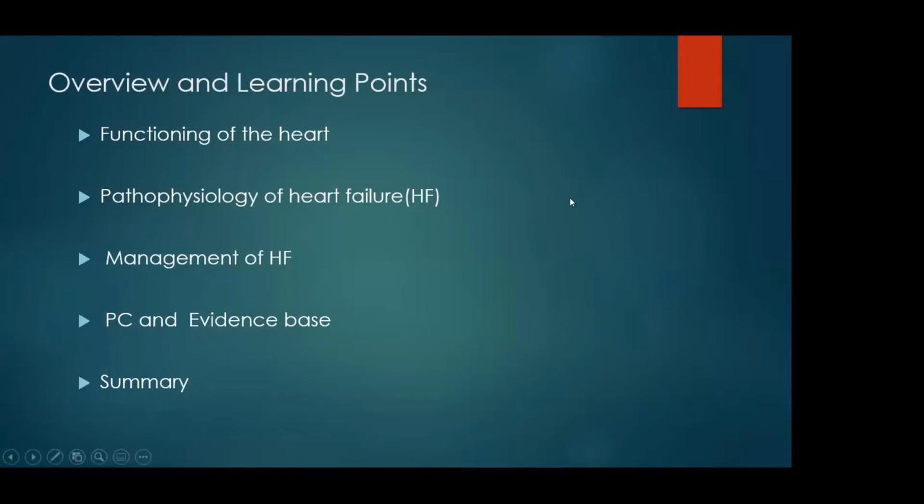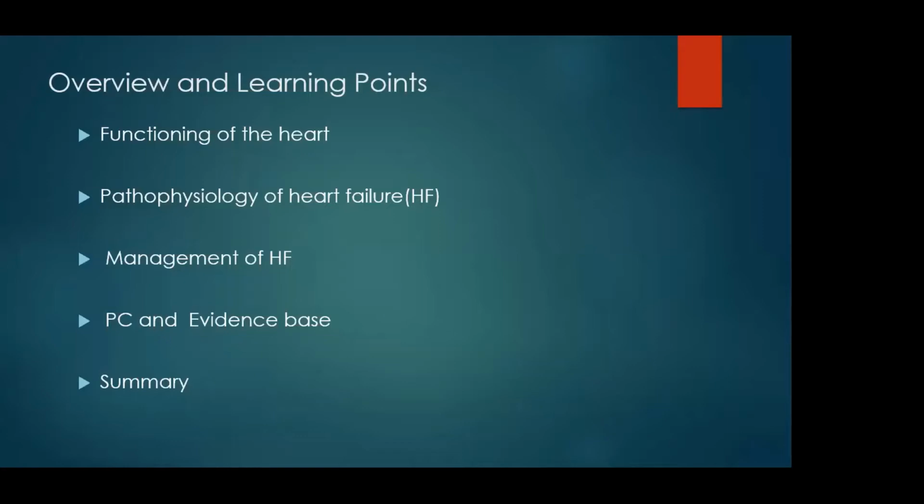When I asked the postgraduates as to what they want from this discussion, they said they would like to know some of the basics: functioning of the heart, pathophysiology of heart failure, management of heart failure, palliative care and evidence basis, which we'll speak of last once we understand the pathophysiology, and we'll summarize it at the end.